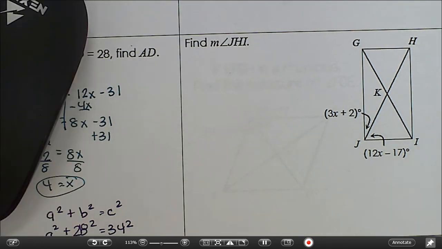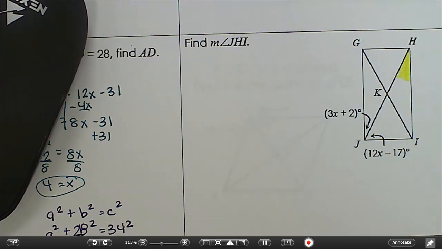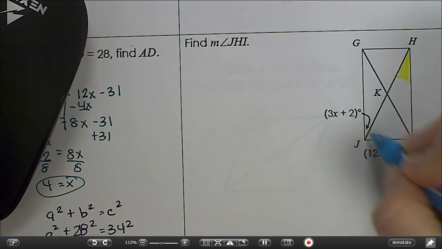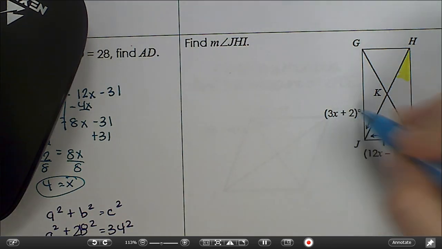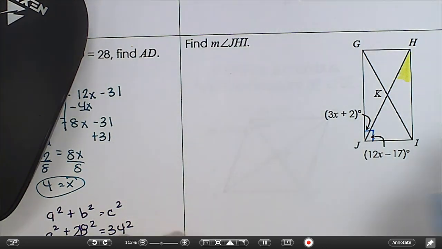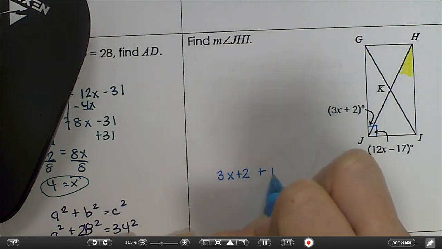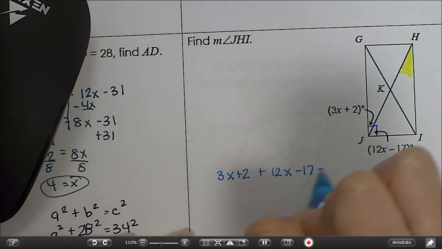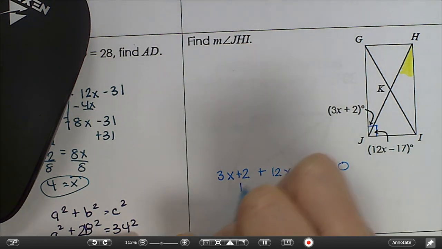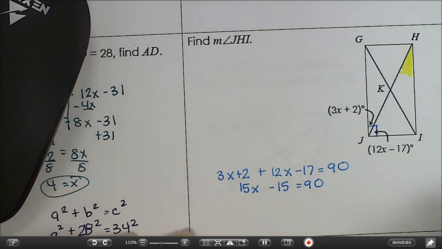And the last rectangle one. Find the measure of angle JHI. All right. So I see these are angle problems. They're both angles. And I also see they're both pointing here. So it's a rectangle. This is 90 degrees. So I'm going to write 3x plus 2 plus 12x minus 17 equals 90. And solve.